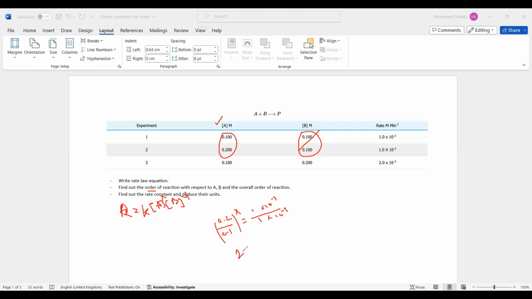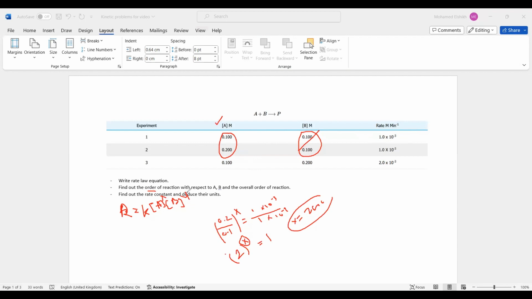So the answer here is 2 raised to the power x equals 1. What is the value of x that, if you use it as an exponent, will give you the value 1? The x here must be 0. In other words, the change in concentration of the reactant A didn't contribute to any change in the rate of the chemical reaction.